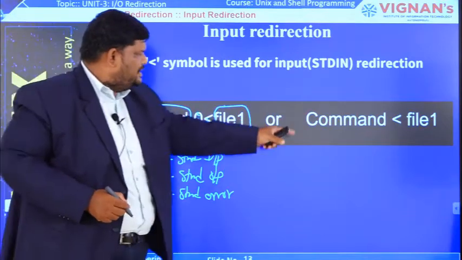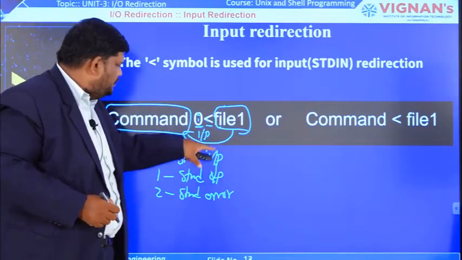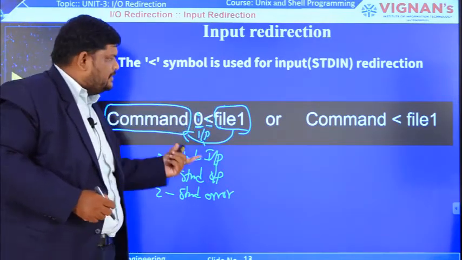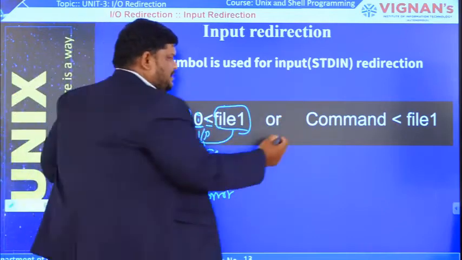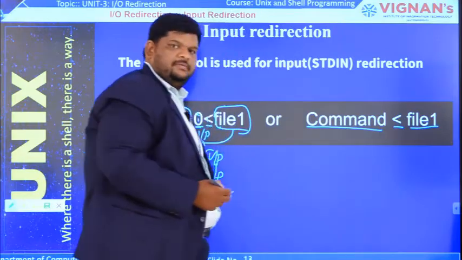In another form, we can include the file descriptor or not. If we want to include the file descriptor, we can write it like this, 0. Without the file descriptor it will also work the same. For example, the command only, then the less than symbol and file 1.